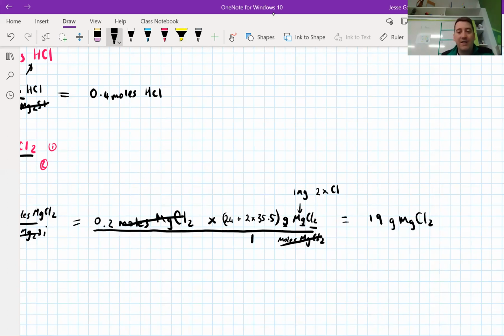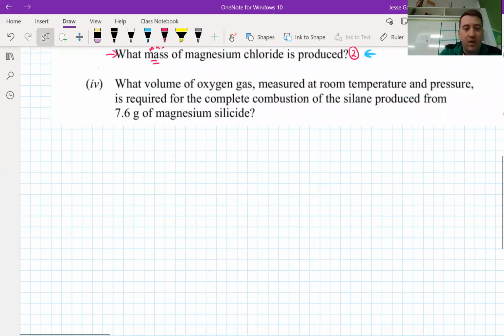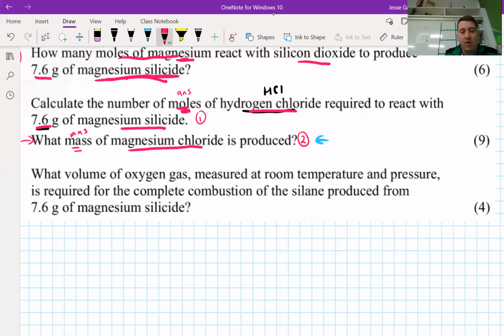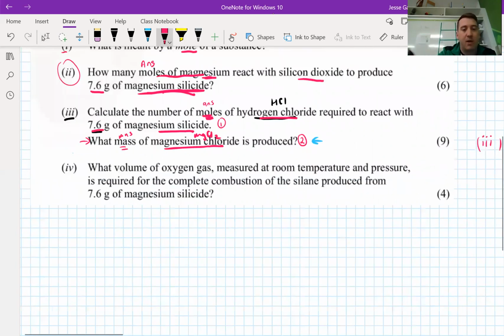Right, so really unit analysis is the best way of doing this because you always know that you got it right. What unit were we left with here? Grams of MgCl2. And that's what we wanted in our answer. Look, it said what mass of magnesium chloride, which is MgCl2, is produced. So it's impossible to go wrong here, really, if you use unit analysis properly.